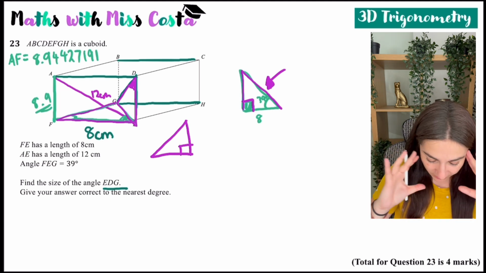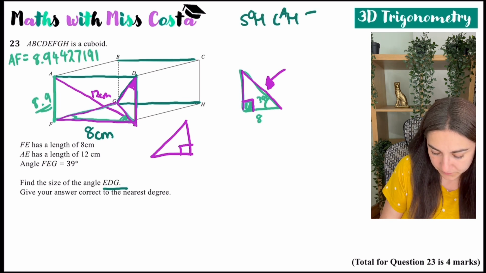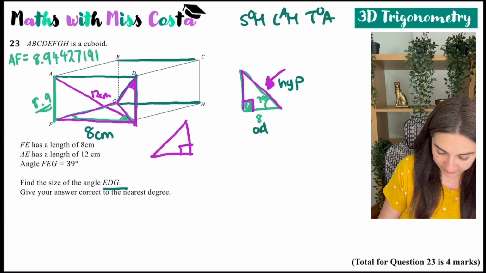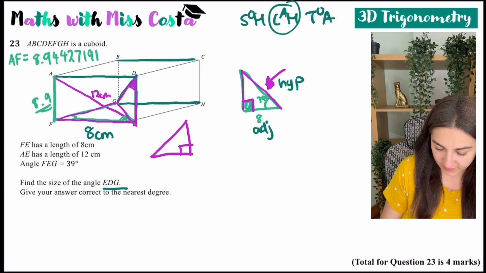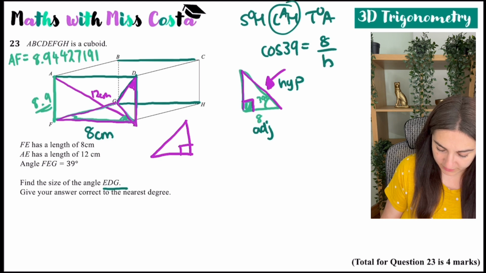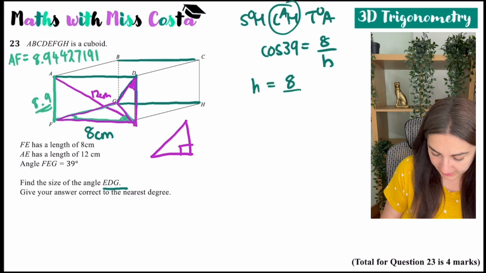So what are we doing? We're doing SOHCAHTOA. What am I trying to find? The hypotenuse. I've been given the adjacent. Which one uses A and H? That's CAH. So I know that cos 39 equals adjacent 8 over hypotenuse. So therefore, the hypotenuse is going to be 8 over cos 39.